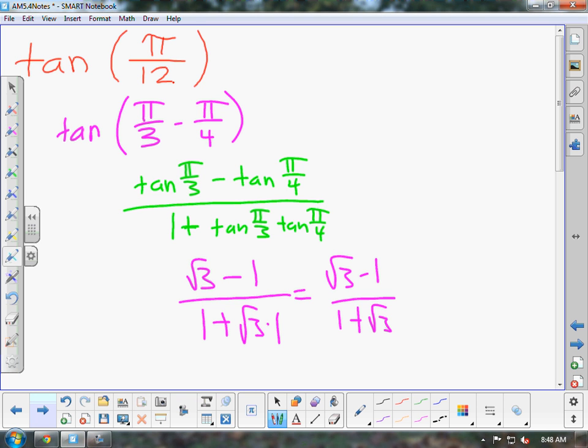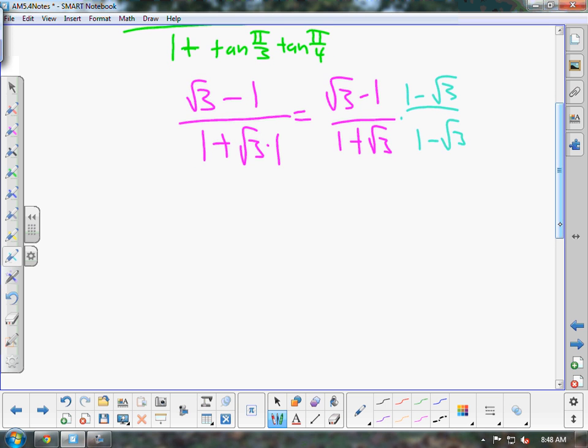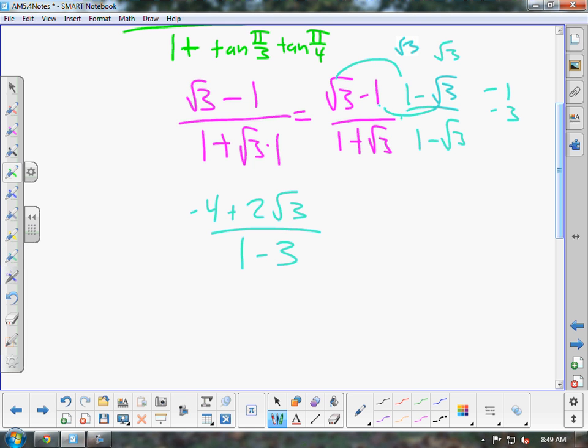So now you would multiply this by 1 minus the square root of 3 on the top and bottom. And on the bottom you would get 1 minus 3. And on the top you would get the square root of 3, that's the square root of 3, so that's 2 square root of 3. And then 1 times 1 is a negative 1 and a negative 3. So then that would become a negative 4 plus 2 times the square root of 3. And then you would get a negative 4 plus 2 square root of 3 all over negative 2. And then you can divide by a negative 2 to get 2 minus the square root of 3.